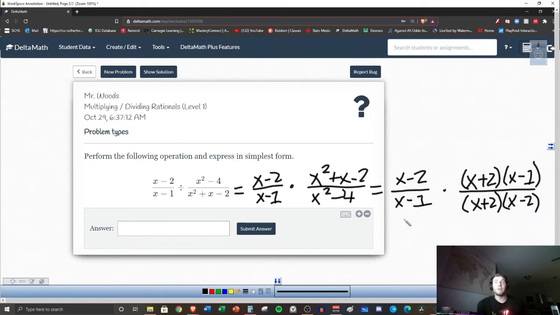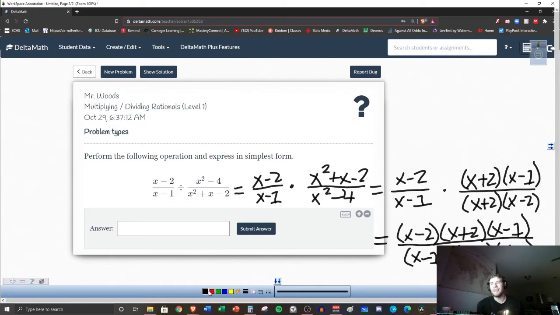Then we go to the third step, multiply straight across. We're going to write all of these out side by side. X minus 2, x plus 2, x minus 1. On the bottom, x minus 1, x plus 2, x minus 2. Something interesting is happening here. You don't see a lot of problems like this, but these are all going to cross out. I don't think I've ever seen an example that does this.